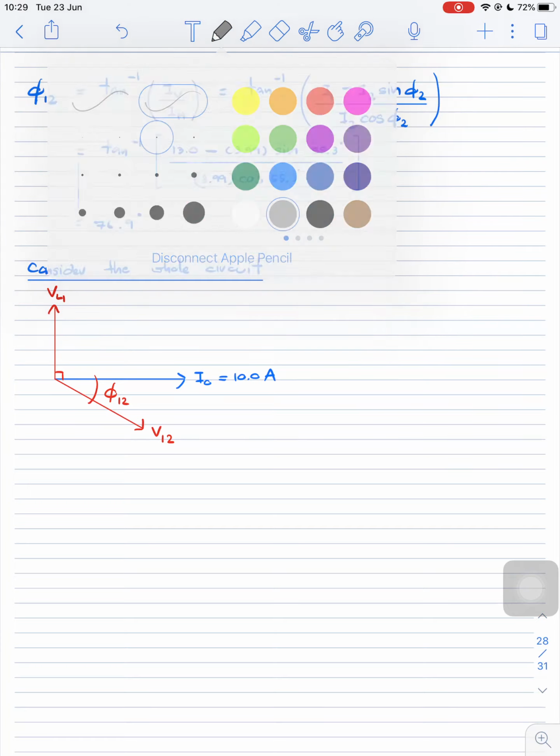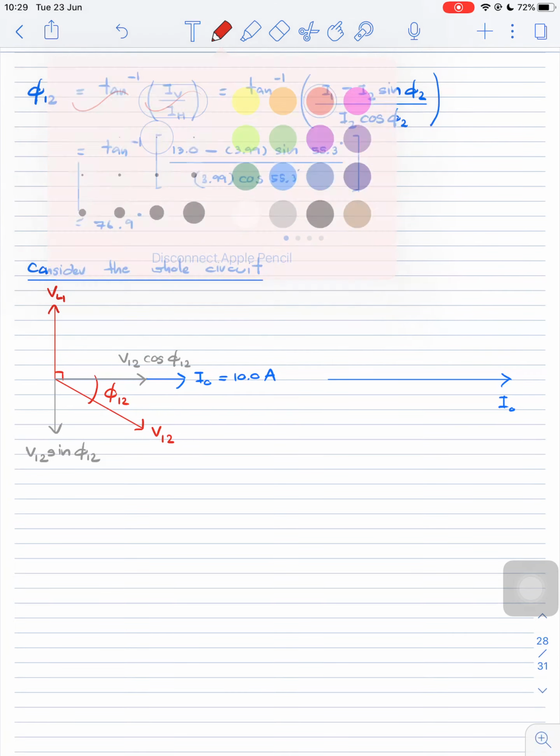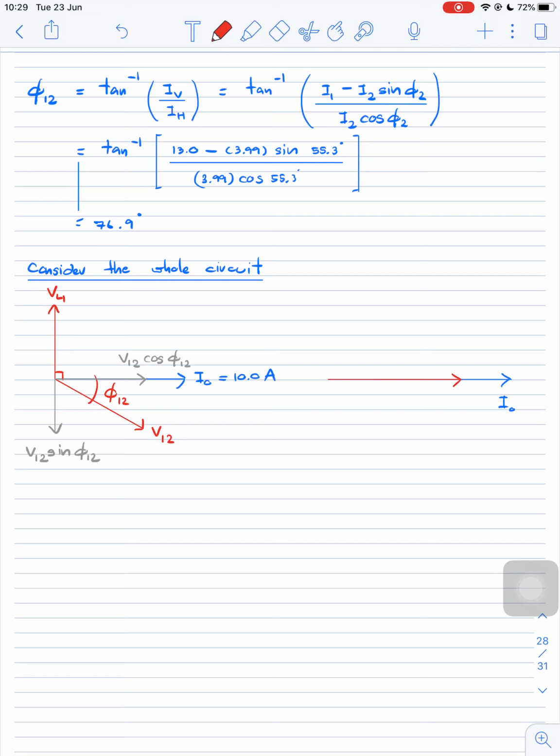Then again, we can break this vector into two components. We have the V12 times the cosine of phi12, and then V12 times the sine of phi12. Later our phasor diagram can be converted to something like this: this will be the I naught, to here it's going to be the VH, and to this one it's going to be the V of the vertical. Then again we can combine these two as vectors.